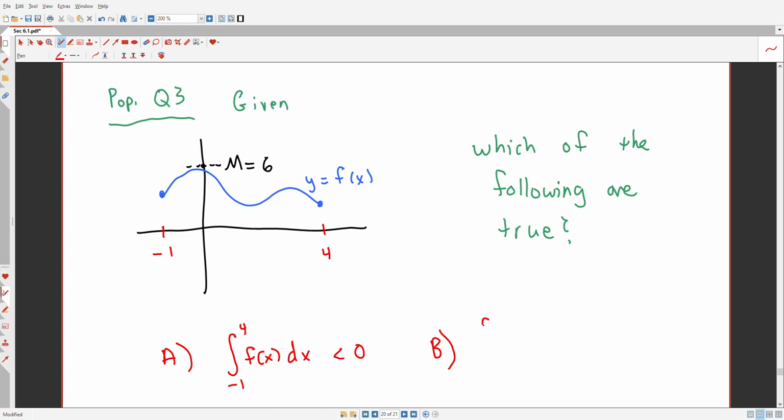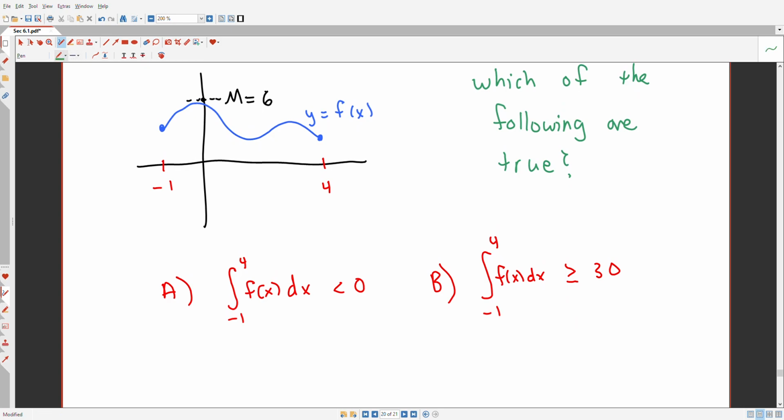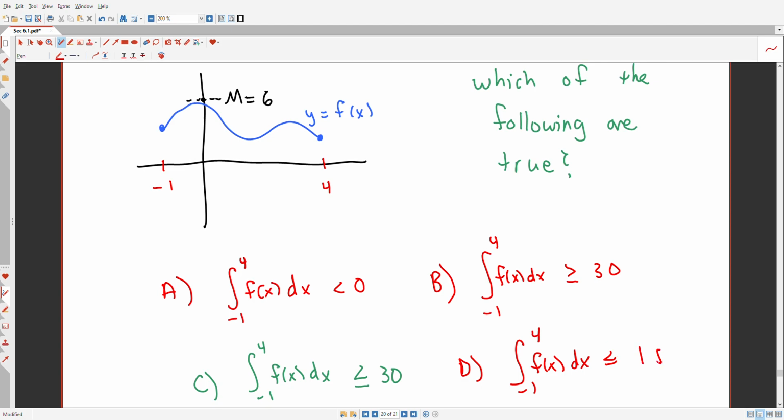Maybe statement B is going to say, when I add up all that signed area, it's not negative, it's positive, and it's bigger than or equal to 30. And then statement C might be the signed area from negative 1 to 4 of f of x dx has to be less than or equal to 30. And then maybe statement D would be that this definite integral from negative 1 to 4 of f of x dx is less than or equal to 18.